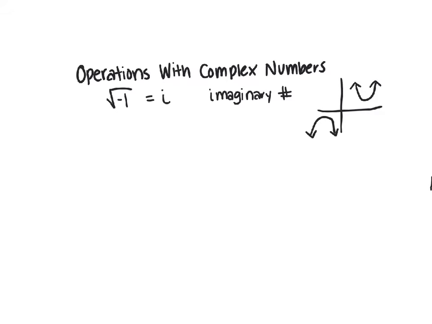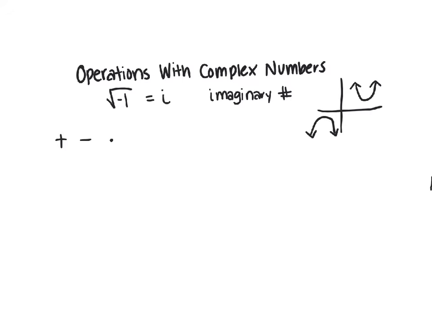So today we're going to do some operations with complex numbers. And our operations are things like addition and subtraction and multiplication. We're going to skip dividing for today. So today we're going to see what it looks like when we do these types of things when we have an i in the equation.